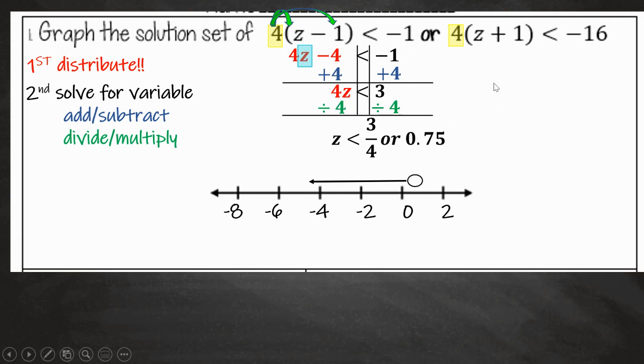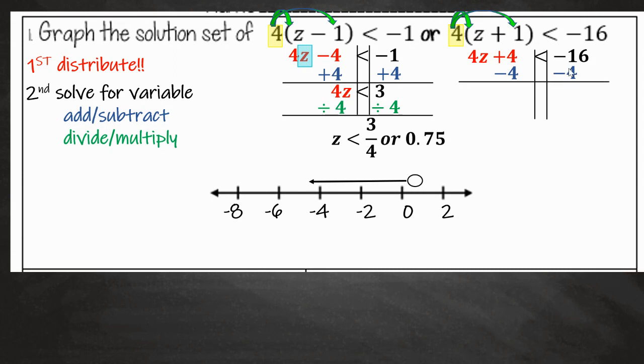Then we have to solve our other inequality. 4 multiplied by z plus 1 is less than negative 16. So 4 times z is 4z. 4 times positive 1 is a positive 4, and that's going to be less than negative 16. Again, I need to solve for the variable, so I'm going to subtract 4 from both sides. I get 4z is less than negative 20, and then I divide by 4, and so z is less than negative 5.